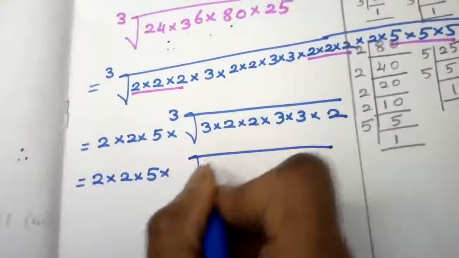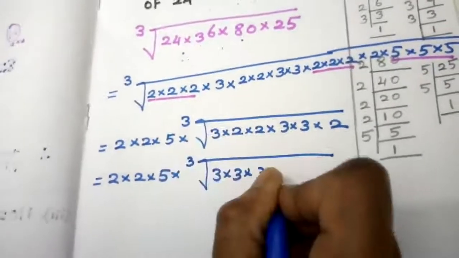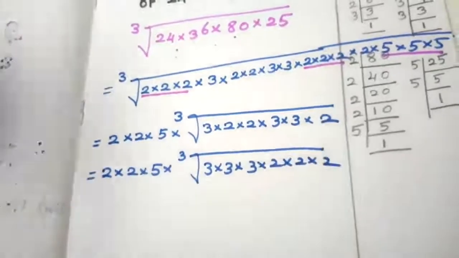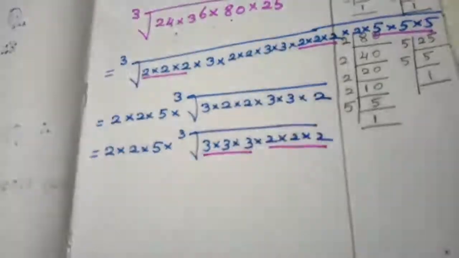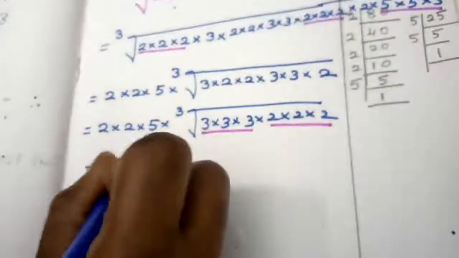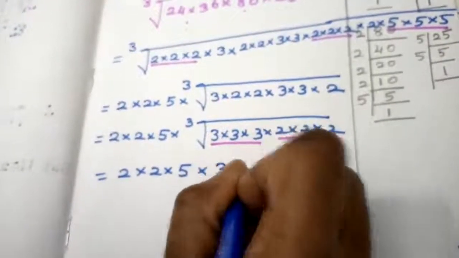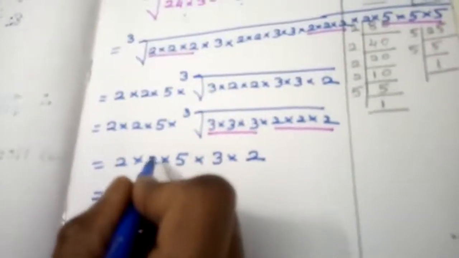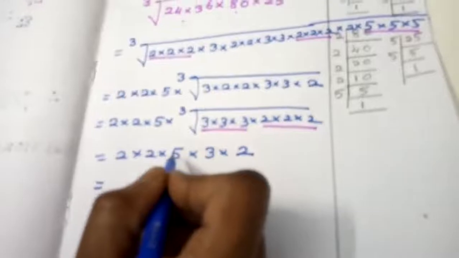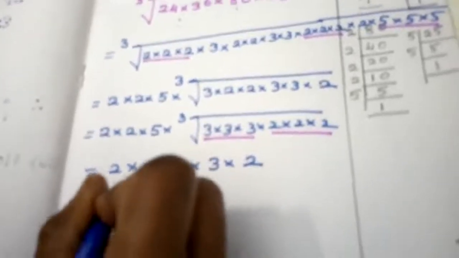Here I am going to arrange the number, that is 3 into 3 into 3, cube root, 2 into 2 into 2. Now 3 times I am getting the value. So 2 into 2 into 5 into, from this I am going to take 1 3 outside, and from this I am going to take 1 2 outside. Now multiply and see. 2 2s are 4, 4 5s are 20, 20 into 3, 60, 60 into 2, you will get the value as 120, and this is the final answer, students.